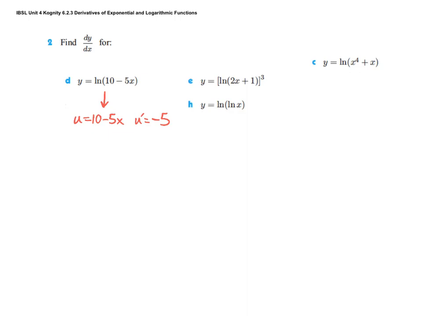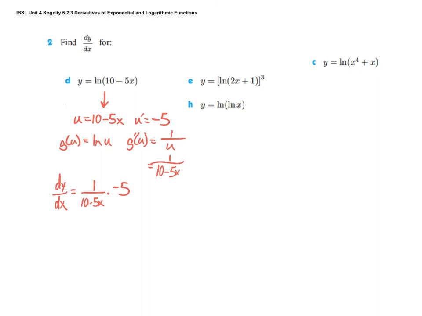Okay? The outer function, g of u, is ln of u, so g prime of u is 1 over u. Okay? Which is 1 over 10 minus 5x. So this is dy dx: 1 over 10 minus 5x times the negative 5.